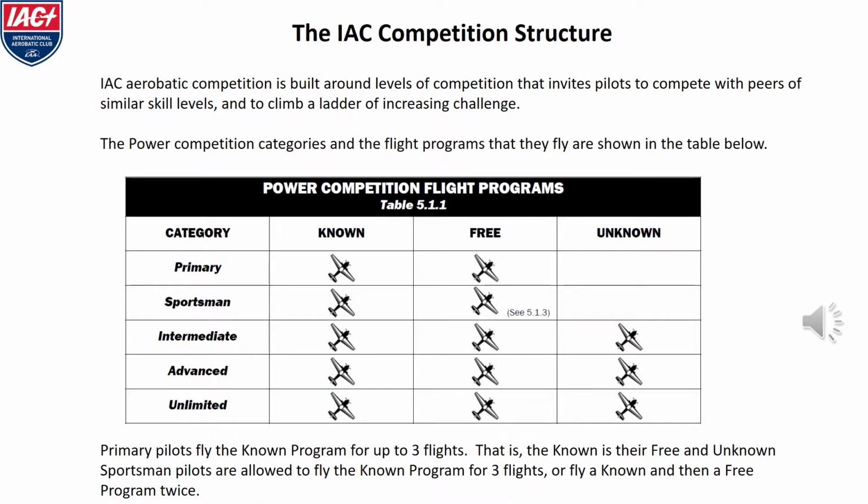IAC aerobatic competition is built around a ladder of levels of competition that invites pilots to compete with peers of similar skill levels and to climb a ladder of increasing challenge. The power competition categories and the flight programs that they fly are shown in the table here. Primary pilots fly the known program for up to 3 flights. That is, the known is their free and unknown also. Sportsman pilots are allowed to fly the known program for 3 flights, or to fly a known and then a free program of their own design twice.